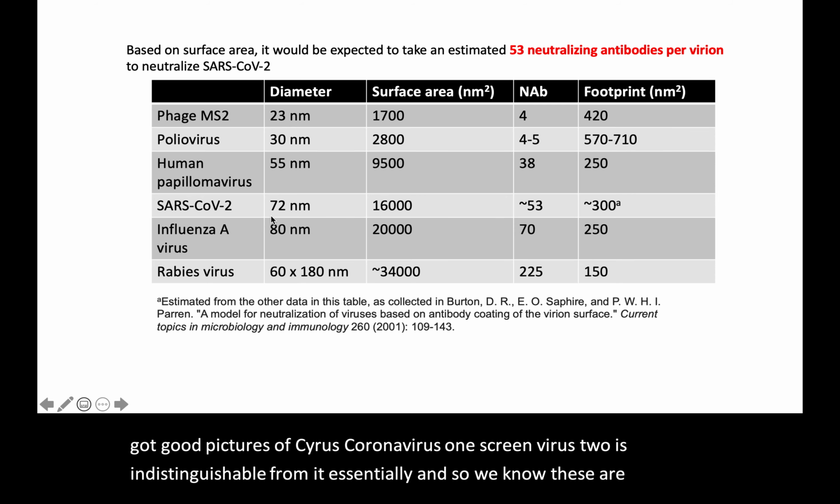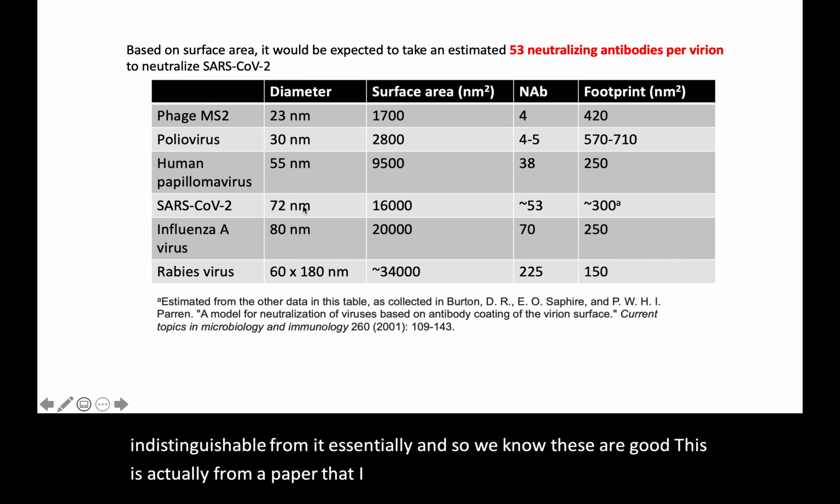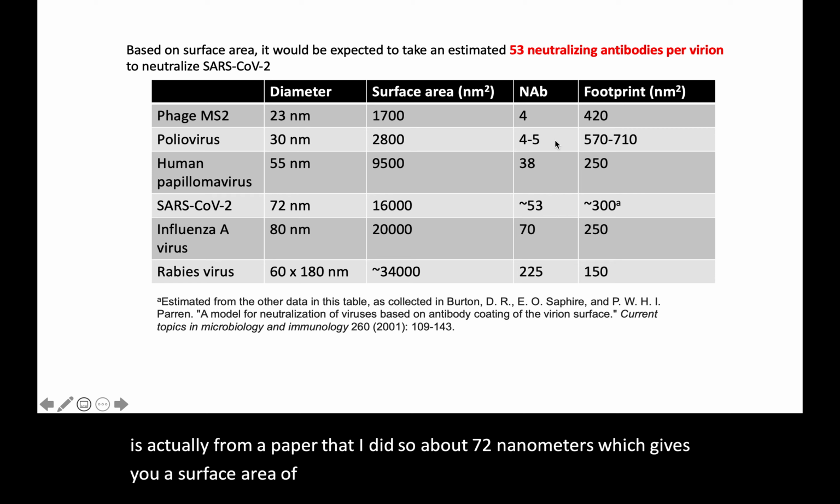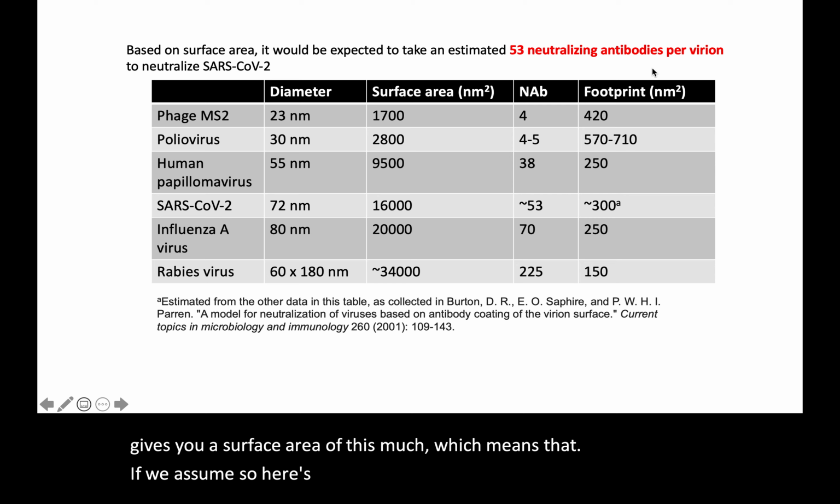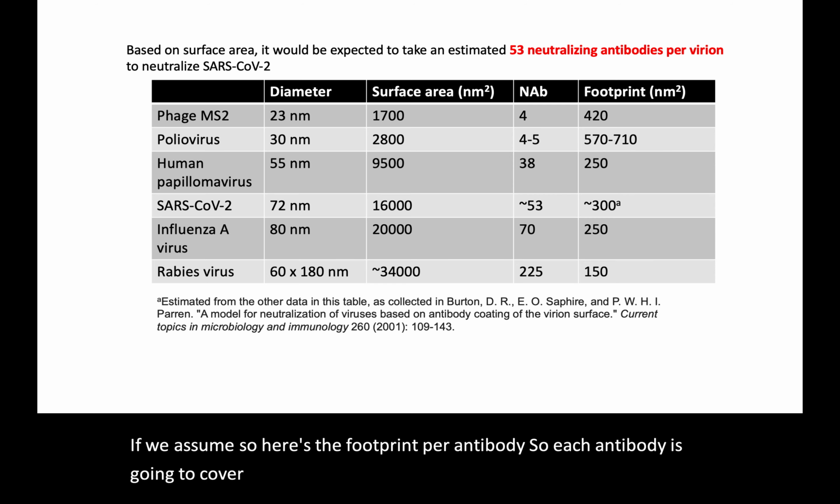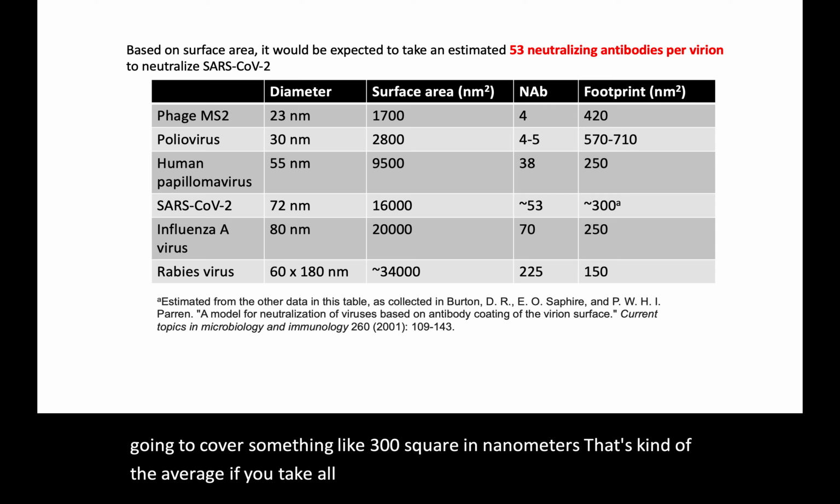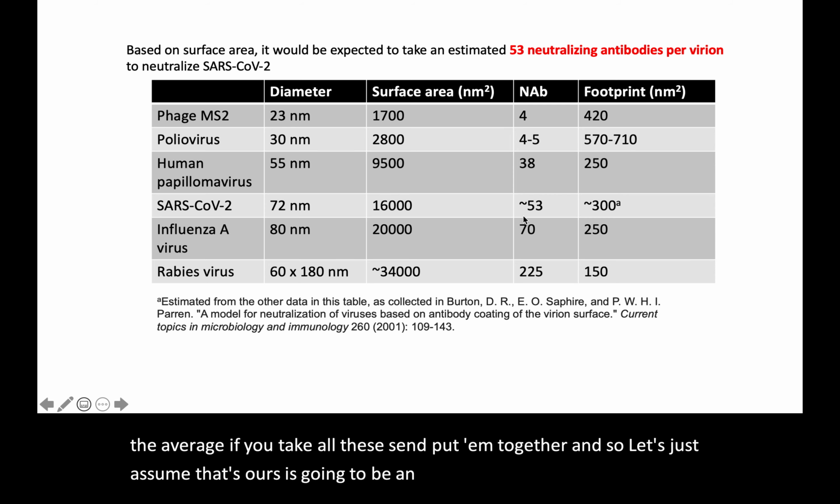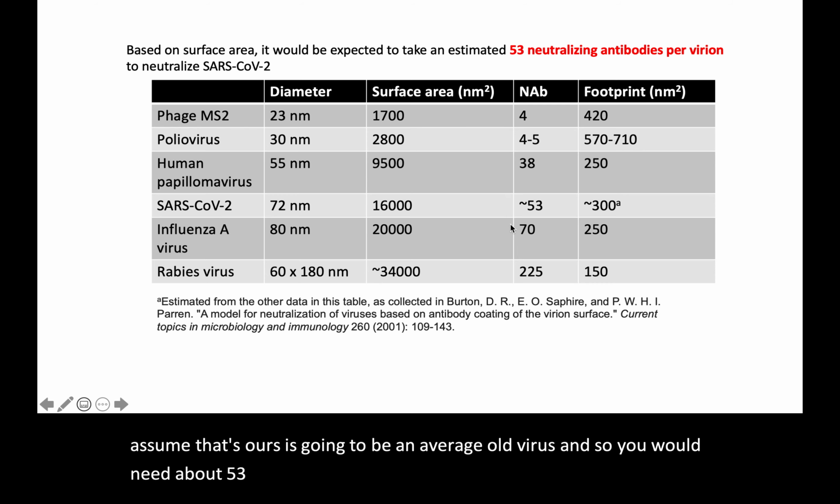This is actually from a paper that I did. So about 72 nanometers, which gives you a surface area of this much, which means that if we assume, so here's the footprint per antibody. Each antibody is going to cover something like 300 square nanometers. That's kind of the average if you take all these and put them together. And so let's just assume that SARS is going to be an average old virus, and so you would need about 53 antibodies per actual virus particle to neutralize.